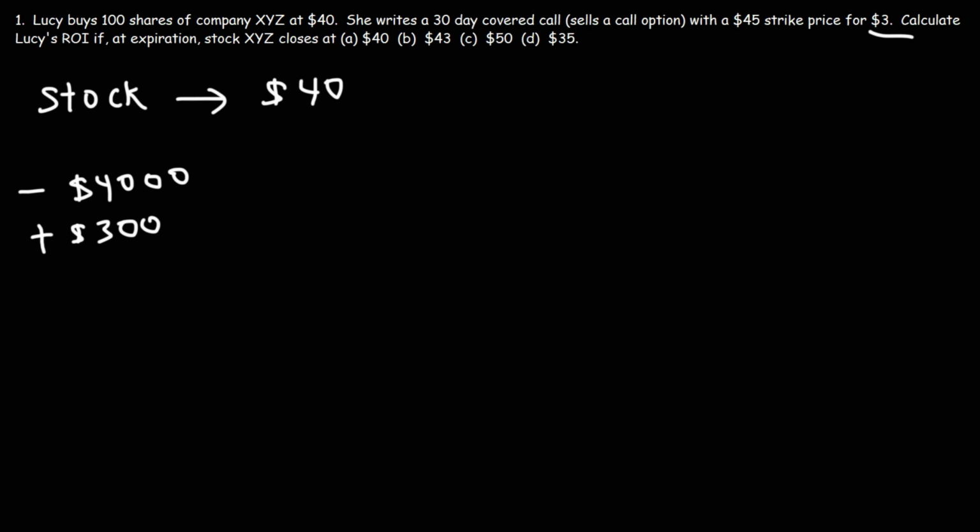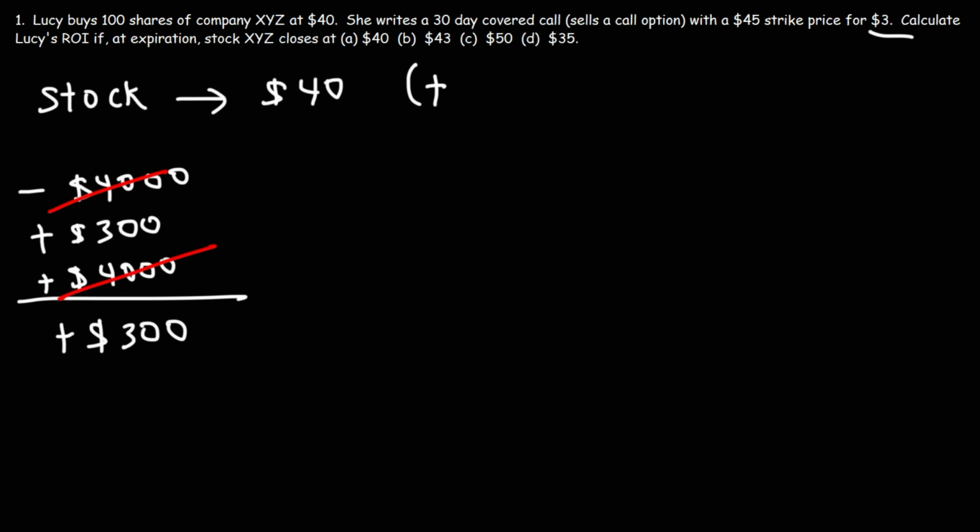Now her stock is still worth $4,000. The price of the stock didn't change. So if she wants to, she can sell those shares at $40 times 100 shares, which is $4,000. So the value of her stock position didn't change, but she closed out the month with a profit of $300. So that's an example of writing a covered call for income. If the price of the stock doesn't move, she can still make money. So I'm going to put plus 300 for the first scenario.